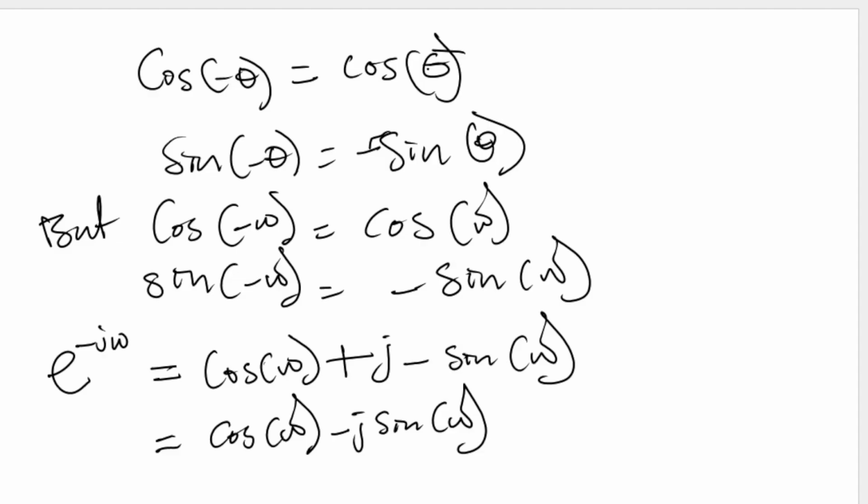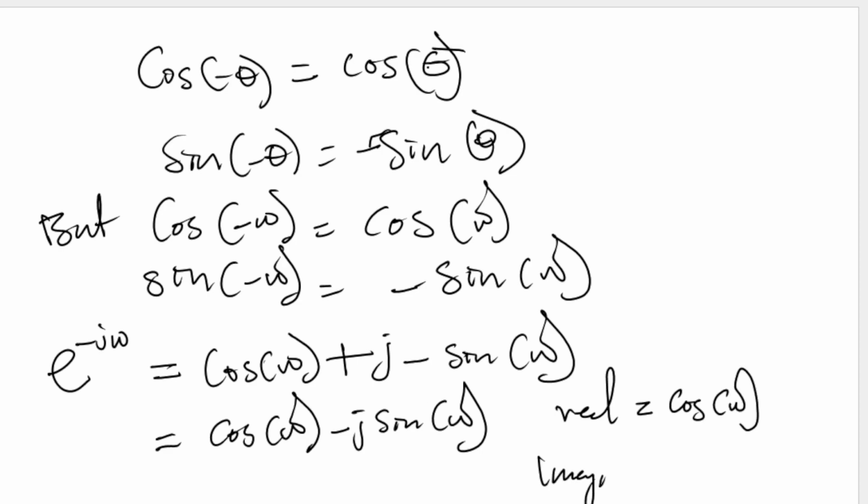Imaginary part. For your real part, you simply have this to be what? Cos W. And for your imaginary part, you simply have what? Minus sine W. Are we together? So from your given question, you've been able to identify your real part and your imaginary part. Are we together?